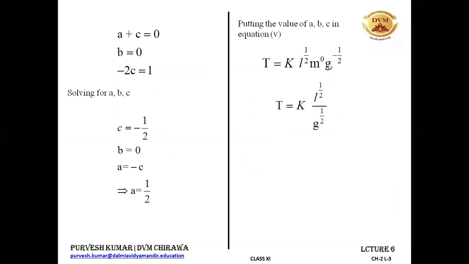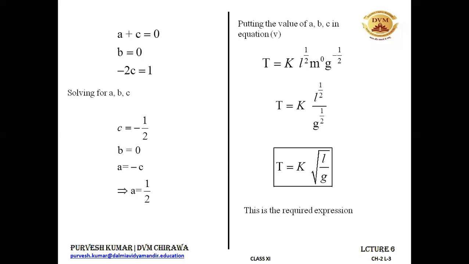All right. So you can write it like this. When the power is minus, it will go in the denominator and becomes the plus power. L to the power half and G to the power half. That's what we are left with. Something having power half is root of that quantity. X to the power half is root X. Similarly, L to the power half is root L and G to the power half is root G. So finally, you can write T equal to K root of L by G. So this is the final required expression for the time period of a simple pendulum. I hope it is clear.